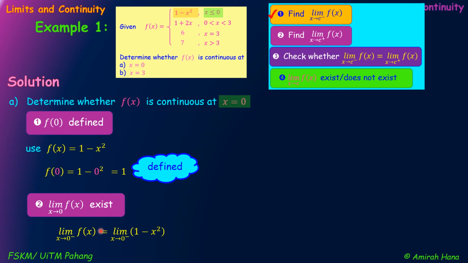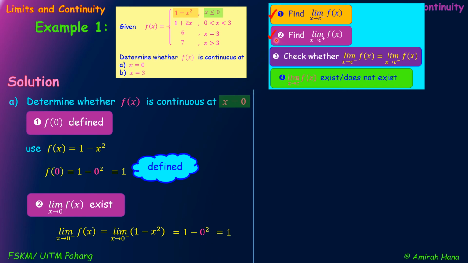So we can write limit x approaches 0 from the left f(x) equals limit x approaches 0 from the left, where we replace f(x) with 1 minus x squared. After that, we can solve this limit using direct substitution. We just replace x with 0 here. So we get 1 minus 0 squared, which equals 1. So our limit x approaches 0 from the left f(x) equals 1.